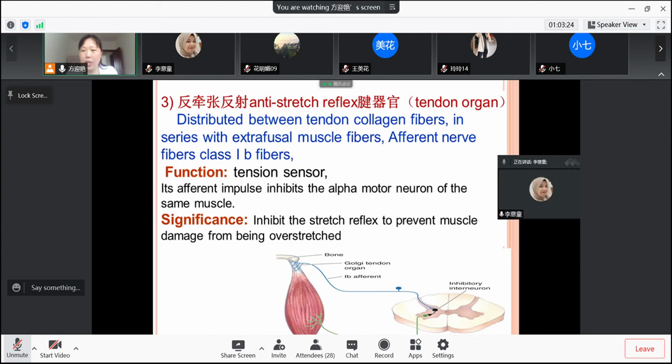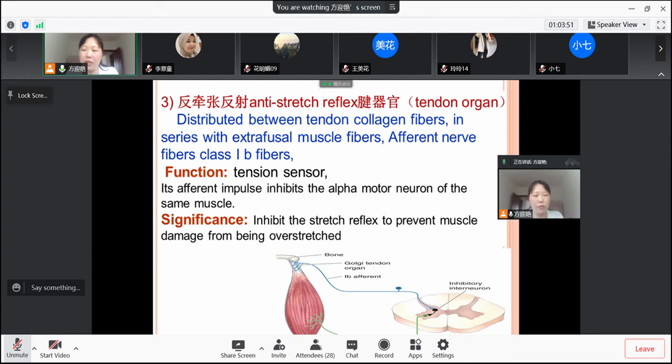So if you do some exercise or movement, and the tendon organs are damaged, then muscle damage happens. I hope you understand the stretch reflex, the stretch reflex process, and the stretch reflex arc.